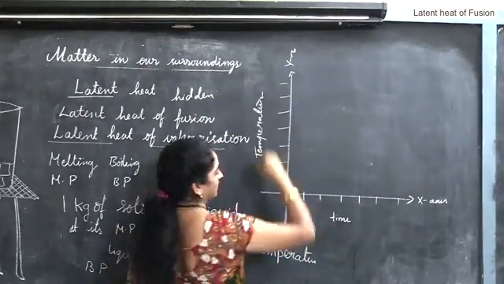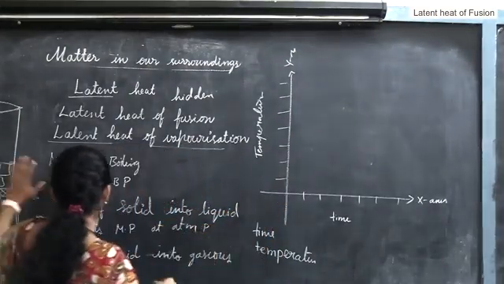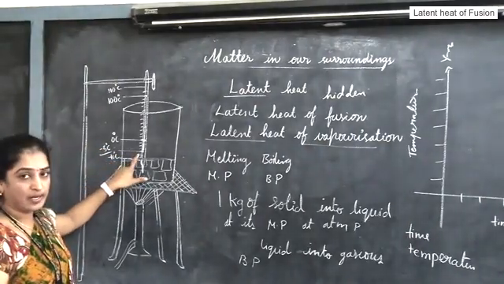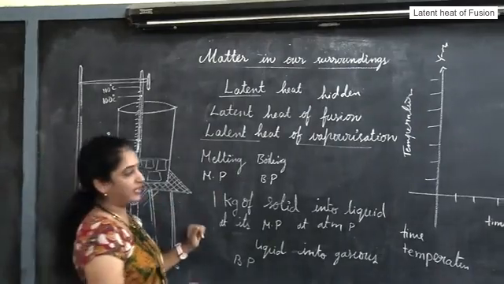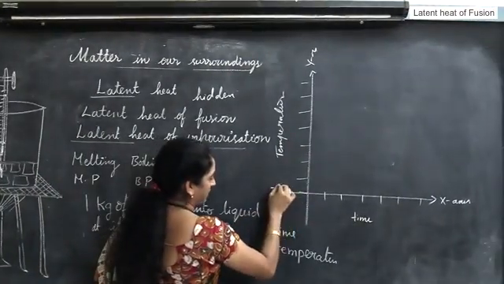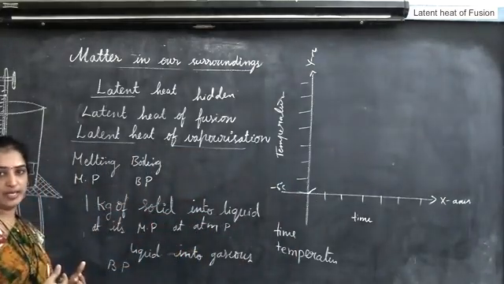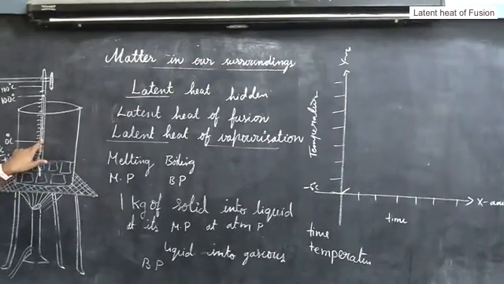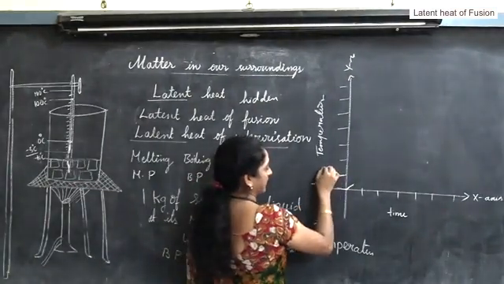So time, I am drawing a rough graph. Initially for this experiment, what is the initial temperature at 0 seconds? For example, it is minus 5 degrees centigrade at 0 seconds. We are continuously heating, then the temperature increases to 0 degrees centigrade.